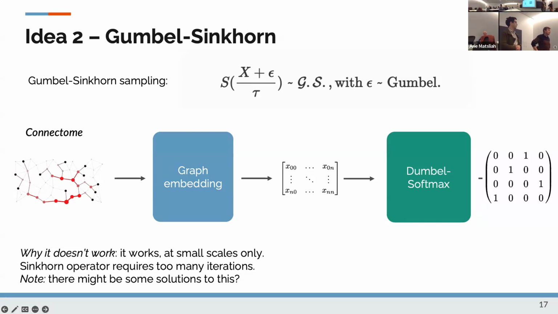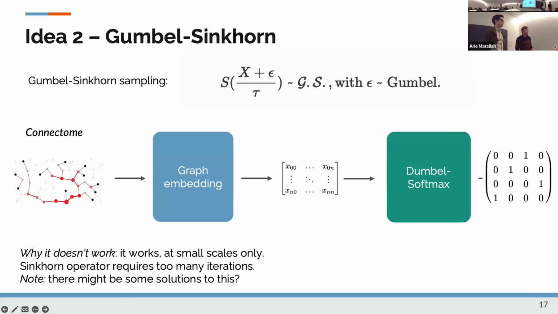I haven't seen a convergence rate for this Sinkhorn operator. In the paper where they introduced this, they show that if tau goes to 0, you actually get back a doubly stochastic matrix, or a sample from a doubly stochastic matrix.